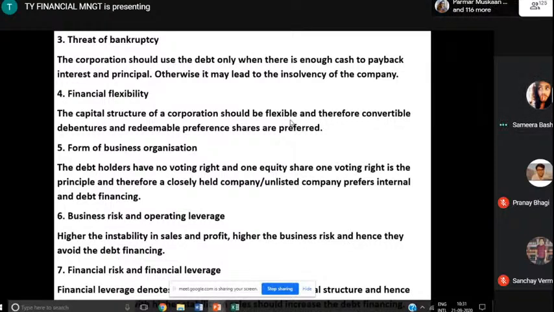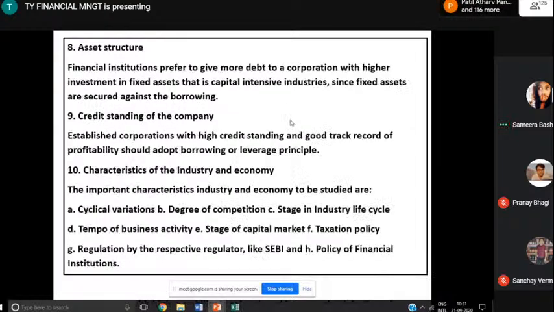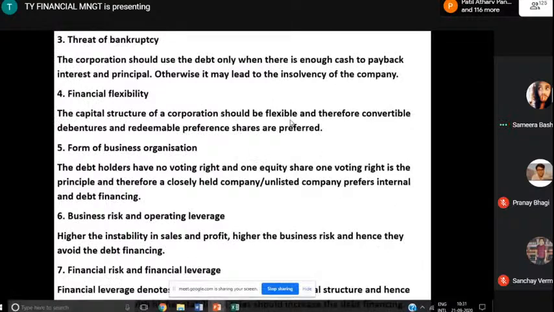Absolutely, no problem. Financial leverage denotes the percentage of debt in the capital structure. What is debt? Borrowings. Repeat: financial leverage denotes the percentage of debt or borrowings in the capital structure. And you complete the sentence: and hence what should they do? Corporates should avoid debt financing.